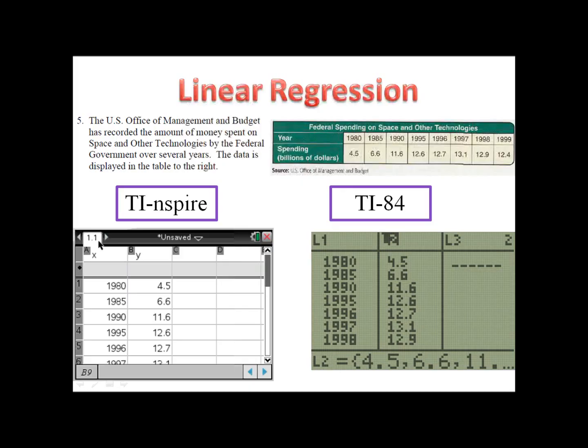Example 5 is information from the United States Office of Management and Budget. It tells the amount of money spent on space and other technologies by the federal government, and the data is displayed in the table. In the first list, I've given the year, and so notice I've entered my data into a list, and on the TI Inspire, I've named the first column X, the second column Y. On the TI-84, the columns are automatically named for me. I input all of the information, and what I want to know is, can I use the data that I've been given to make predictions about what will happen in the future or to understand what happened in the past?